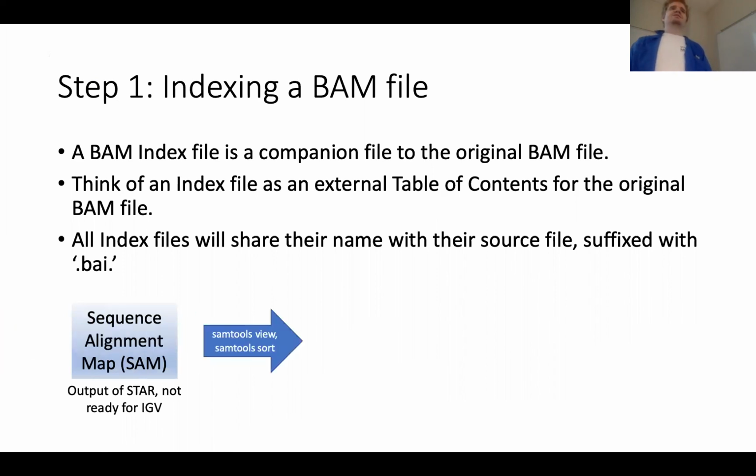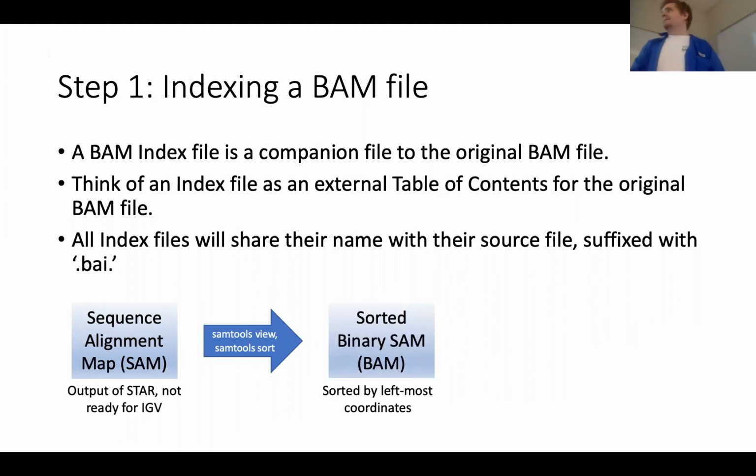So this is just reviewing how the SAM output works. The immediate output of STAR, if we did not use the BAM options that we did, would not be ready for use in IGV. So the first step is to run SAMTools view and SAMTools sort together.